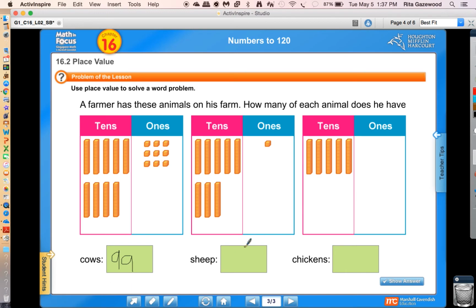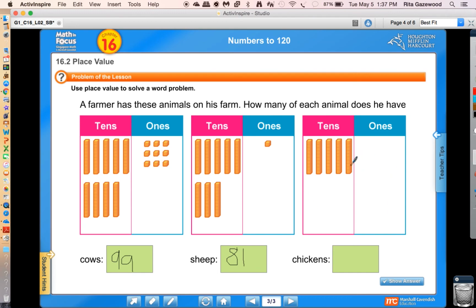How many sheep does he have? I'll give you a minute to figure that one out. All right, let's count it. 10, 20, 30, 40, 50, 60, 70, 80, 81. Is that what you came up with? Remember how we check it? We check how many tens. Do we have 8? Let's look. 1, 2, 3, 4, 5, 6, 7, 8. 8 tens. And 1 one. Looks like we did it correctly.